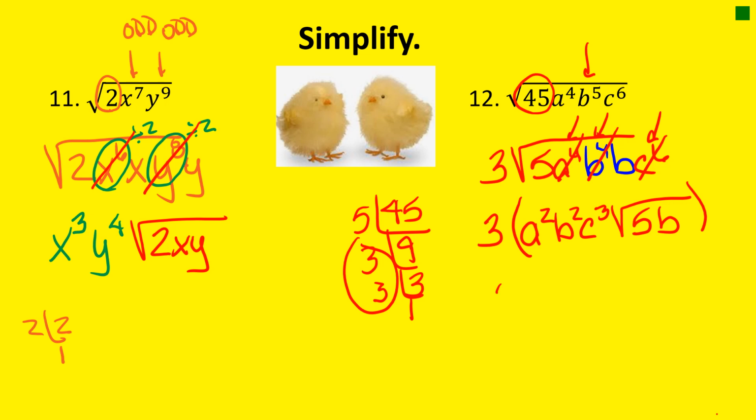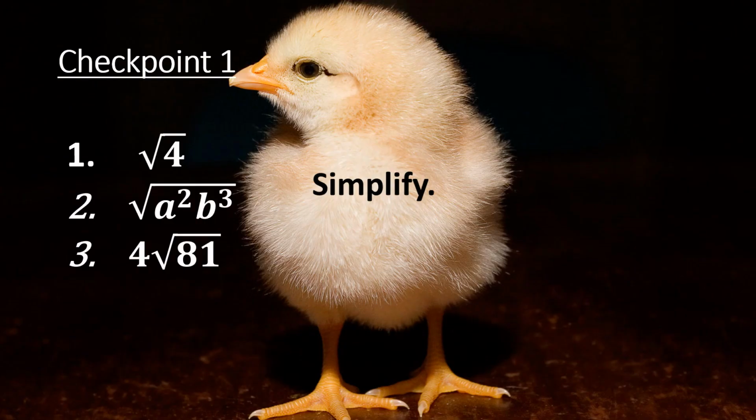Now I've got to just multiply. So I have 3a squared, b squared, c cubed times the square root of 5b. Holy McMullenstein. Moving on.